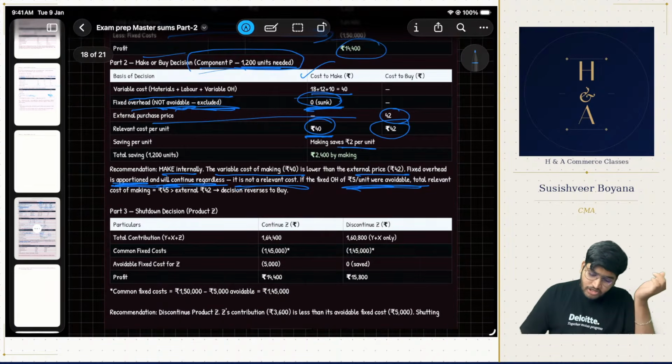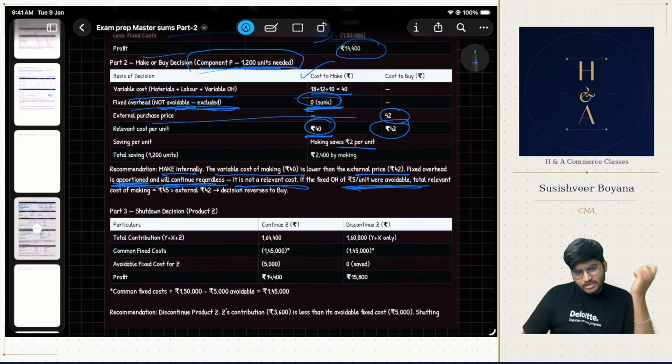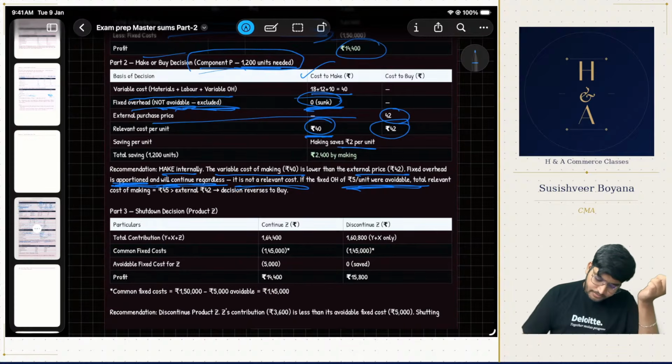If it were avoidable, for example, a machinery you take, and the depreciation on that machinery is going to be a fixed part irrespective of your production, only when you make it is it going to be fixed overhead that can be included. Then it would be 45. In that instance, you will not go for make, you would rather buy it, because you are losing out on 3 rupees by manufacturing it by yourselves. Total relevant cost of making, 45, is greater than external. Then the decision reverses, that is, to buy.